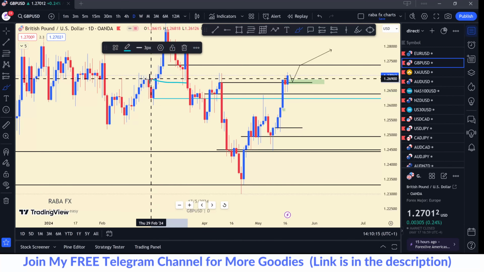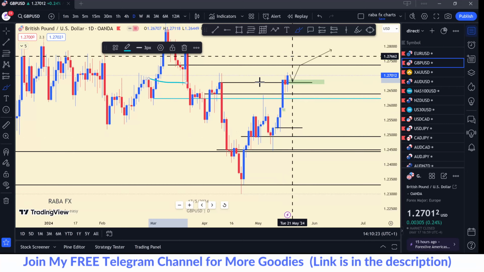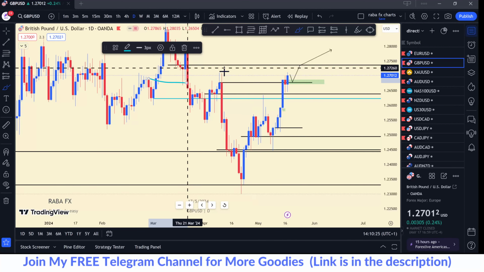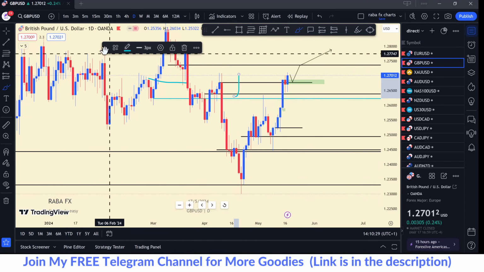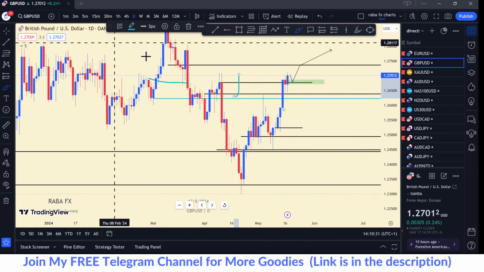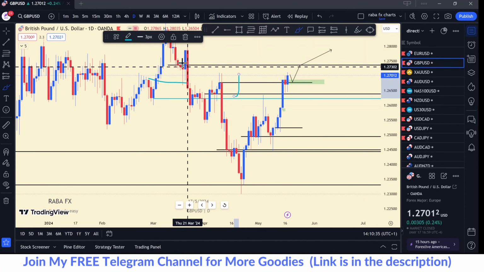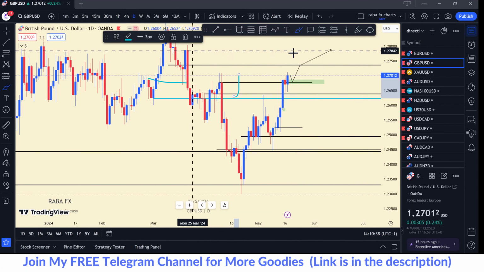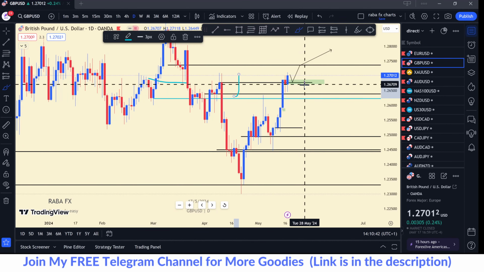So our analysis on pounds USD is simple. On the weekly, we are bullish. On the daily, we are bullish. Okay, so we continue that bullish stance until we get to this first target here on the weekly, and above that are the daily opening prices. Above this line, we have the daily opening prices, where we can also anticipate a form of rejection in price.